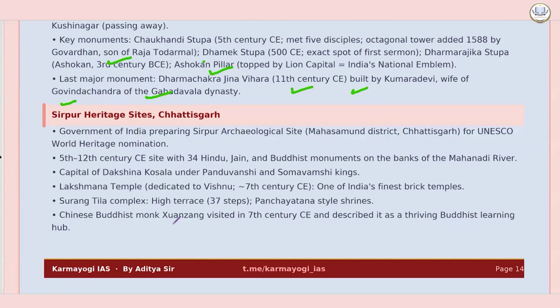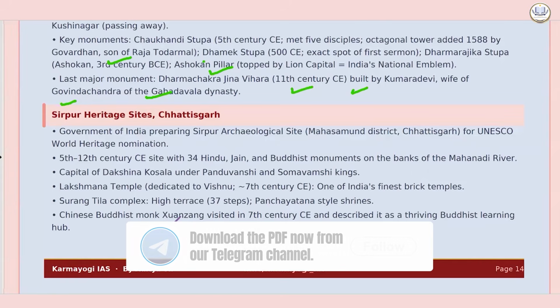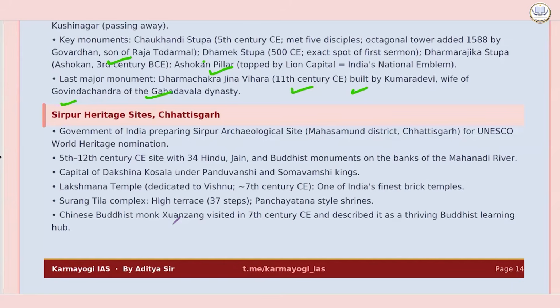We have the Lakshmana temple dedicated to Vishnu, 7th century, one of India's finest brick temples. And we have the Surangatila complex, a high terrace with 37 steps, with Panchayatan style shrines. Chinese Buddhist monk Xuanzang, or Hiuen Tsang, visited in the 7th century and described it as a thriving Buddhist learning hub.